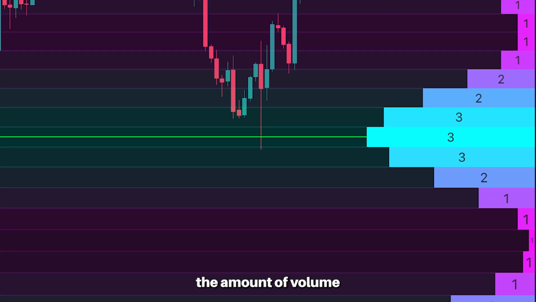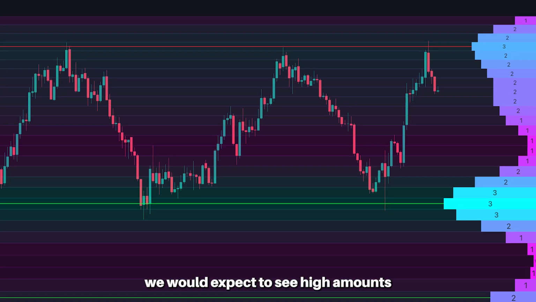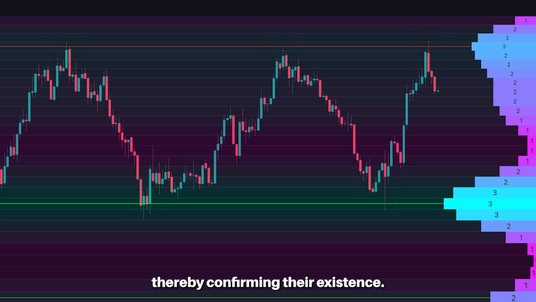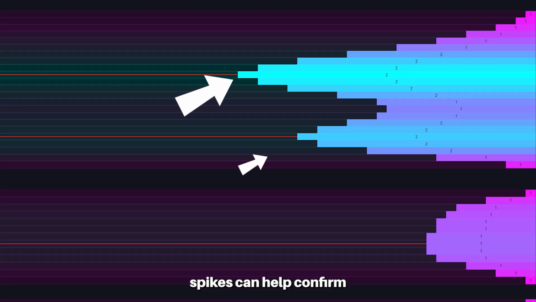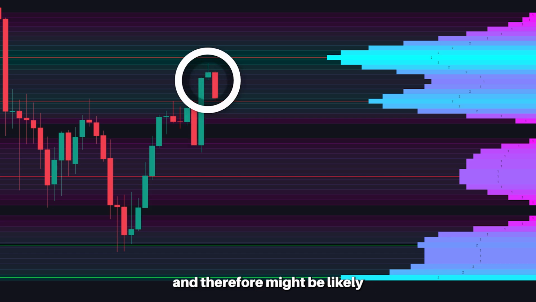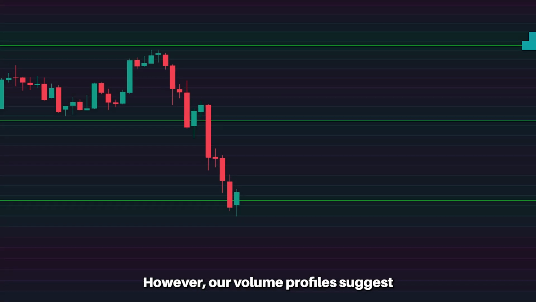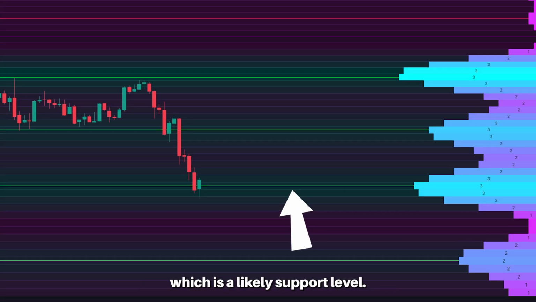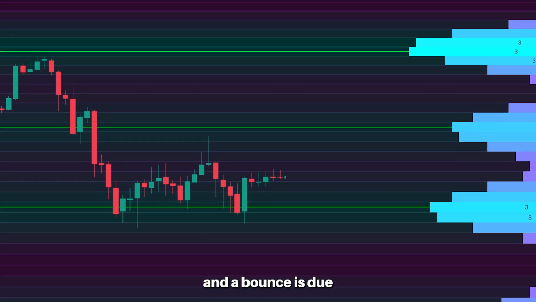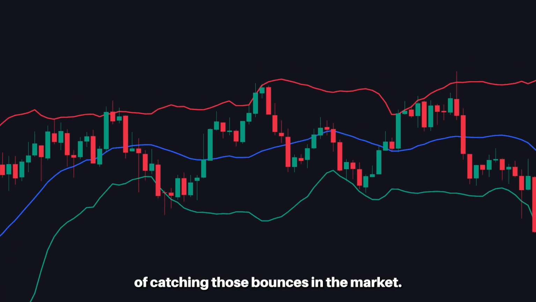Volume profiles show the amount of volume traded at each level in a market. Now, generally speaking, we would expect to see high amounts of buying or selling occurring at major market levels, thereby confirming their existence. Looking at your volume profile for large spikes can help confirm that this region of the market typically sees large trading activity and therefore might be likely to experience a reversal. Here we see price come down. However, our volume profile suggests there is a pocket which is a likely support level. Therefore, here we could predict that there might be some buyers interested at this level and a bounce is due. Using confluence between indicators can give you the highest probability of catching those bounces in the market.